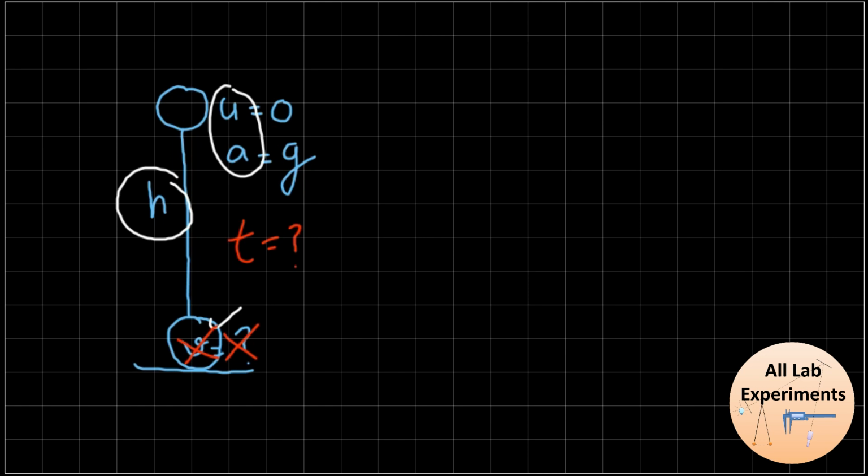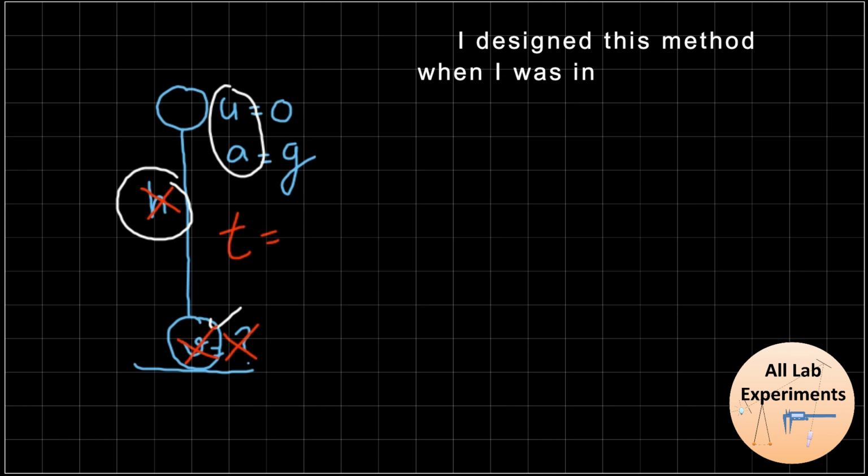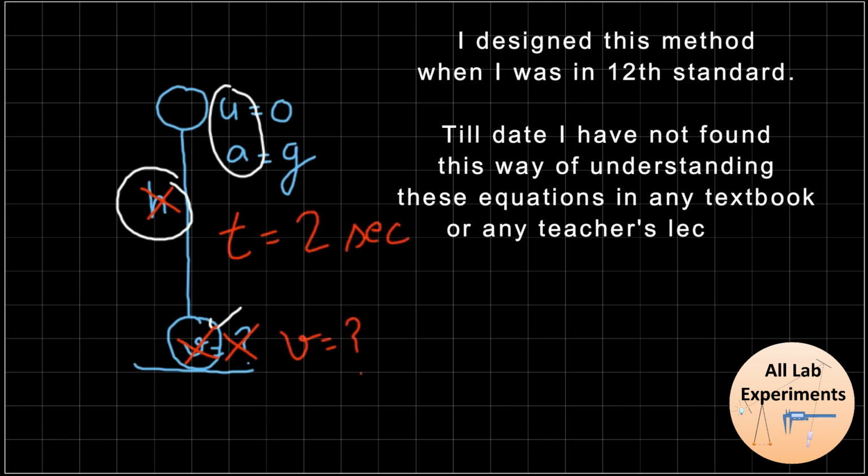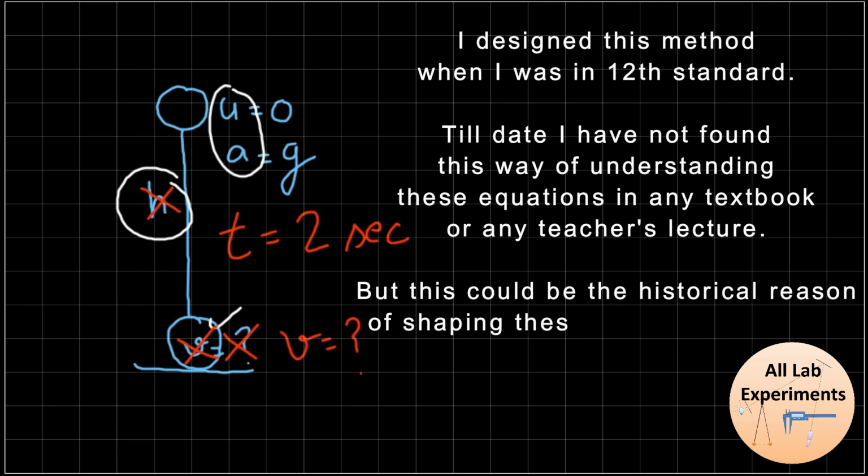And in the third case, consider they don't provide you this quantity h, but just give you t, which is 2 seconds, and ask you to find the value of v. In that case, you know s is missing, SVT, the first equation will give you the solution. So this is the way we should understand these equations of motion.